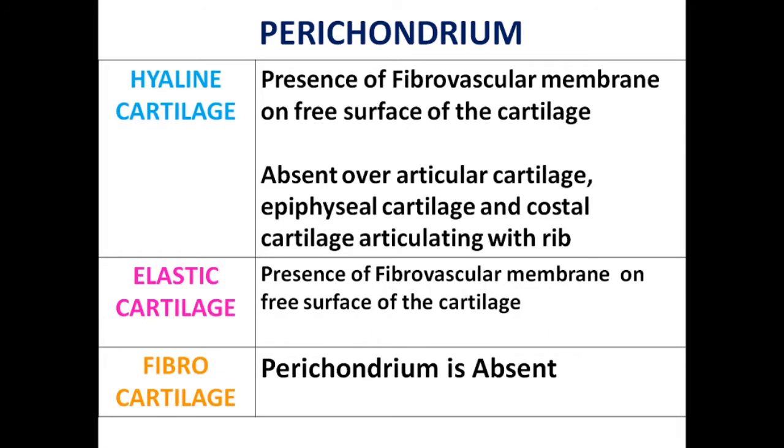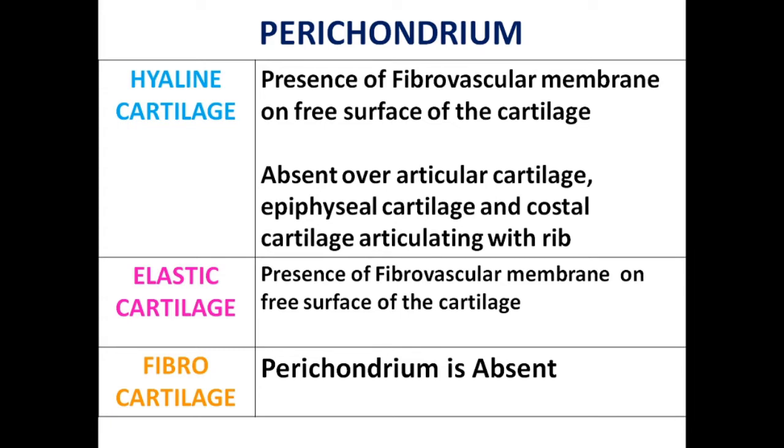In the perichondrium of the hyaline cartilage, there is a fibrovascular membrane on the free surface of the cartilage, and it is absent over the articular cartilage. That means the surfaces of the articular cartilage which are articulating with each other will have an absence of perichondrium. Also it will be absent where the ribs are joining with the costal cartilage, and also at the epiphyseal surfaces of the long bones. So these are the places where the perichondrium will be absent over the hyaline cartilage. The cartilage will be present, but the perichondrium will be absent.